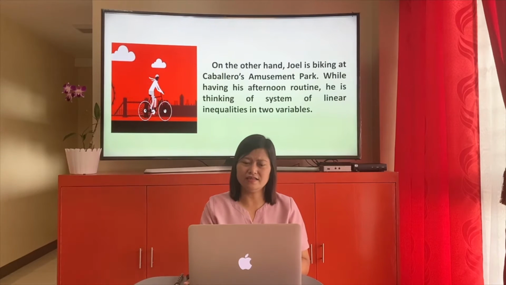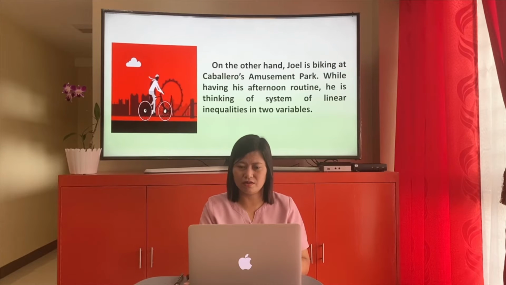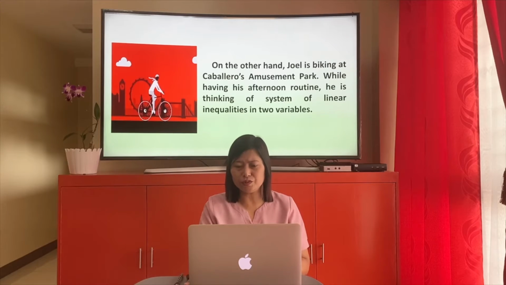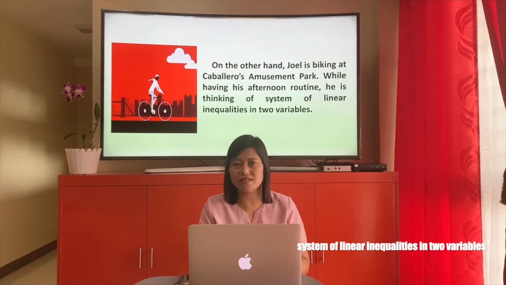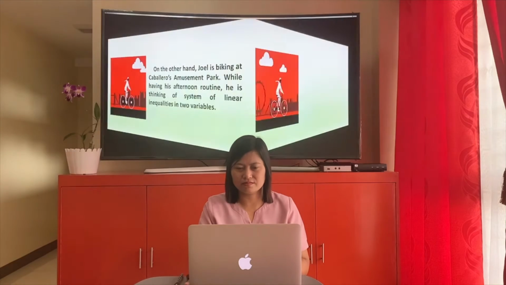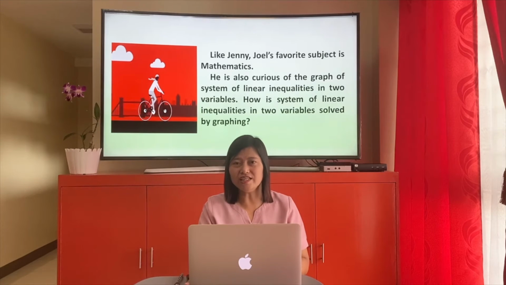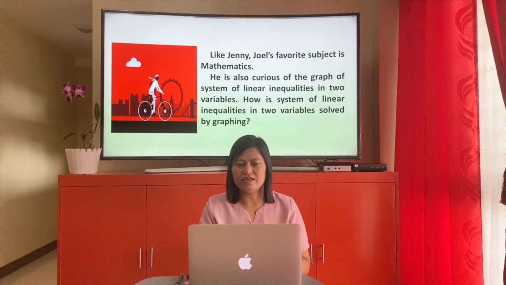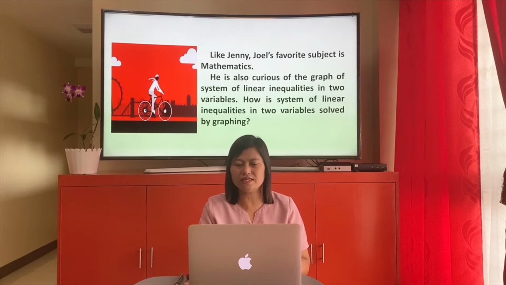On the other hand, Joel is biking at Caballeros Amusement Park. While having his afternoon routine, he is thinking of system of linear inequalities in two variables. Like Jenny, Joel's favorite subject is mathematics. He is also curious about the graph of a system of linear inequalities in two variables. How is a system of linear inequalities in two variables solved by graphing?